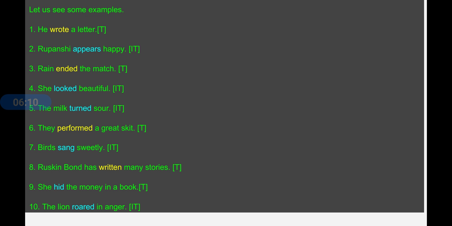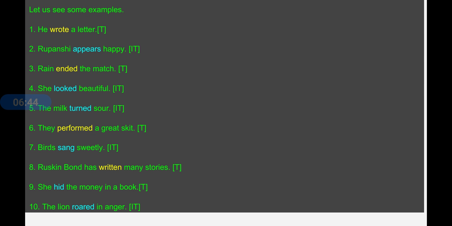Rain ended the match. Here the subject is rain and the verb is ended. What was ended? The match. So we are getting an answer for what or to whom. So we have to ask two questions to the verb: what or to whom? If we get an answer, that means an object is there and the verb will become transitive. So what was ended? The match. So the verb is transitive.